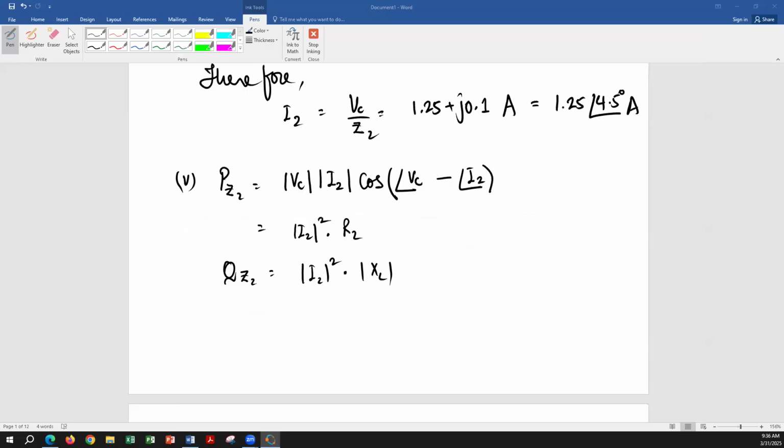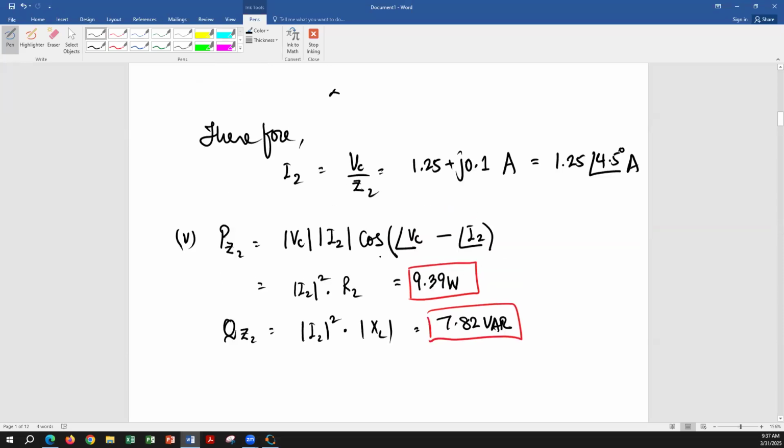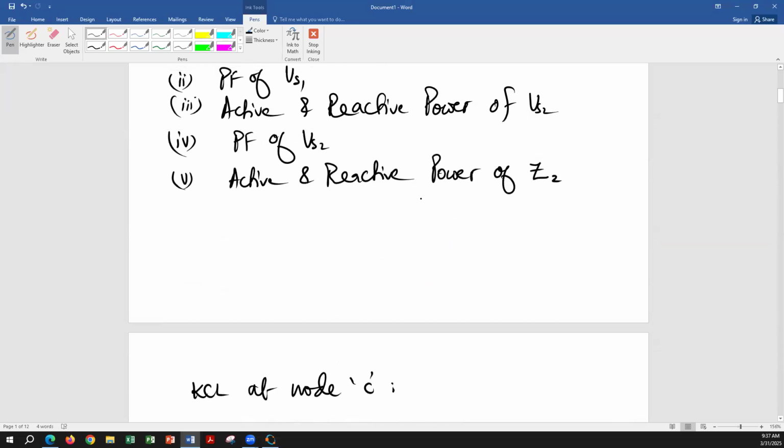And I'm going to post that code, of course, as usual. So this quantity is coming out to be 9.3889. So let's say 9.39 watt. And this quantity is coming out to be 7.82 volt ampere reactive. So this is one set of answers for part 5. So we did part 5 first. See if you're getting the same result. You got it? Okay. Yeah, that was the last one. Active and reactive power of Z2.